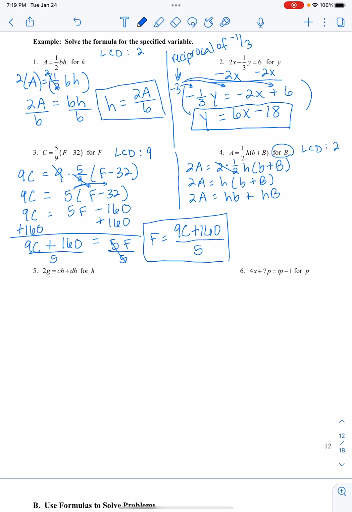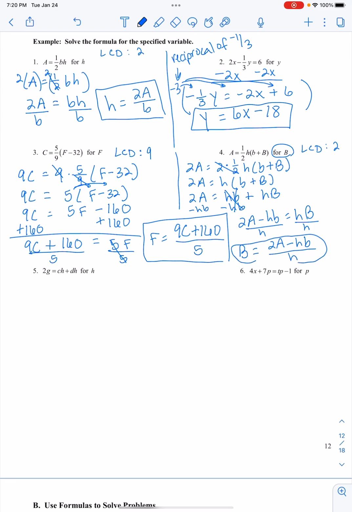Now I'm trying to get capital B to be isolated. It is over there, but it's also got h little b with it, so I have to subtract h little b over to the other side, because if I'm solving, I must first isolate the expression that has the specified variable, in this case, capital B. So I get 2 capital A minus h little b equals h capital B. And now I divide both sides by h. So I get capital B equals 2 capital A minus h little b, all divided by h.